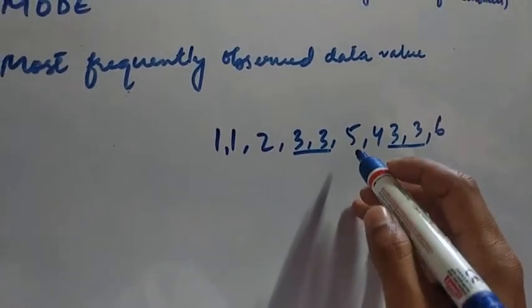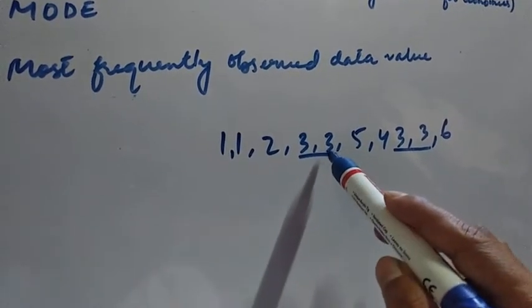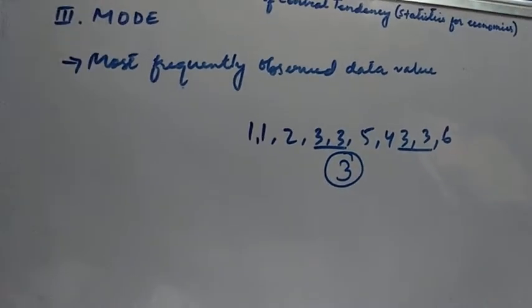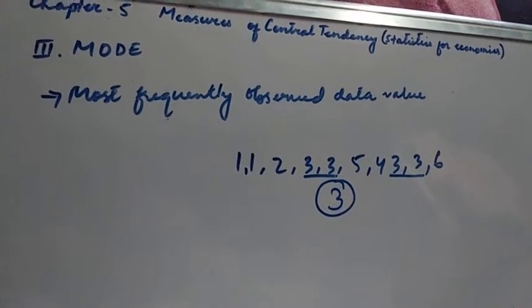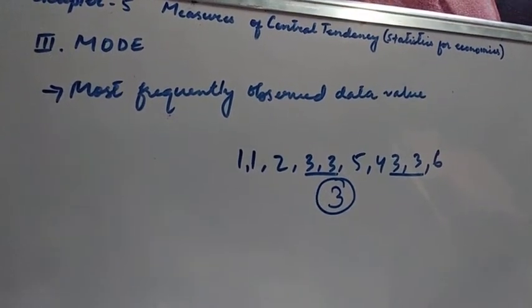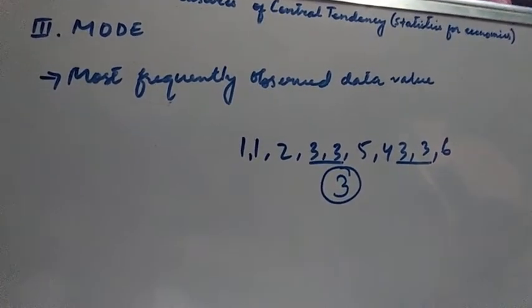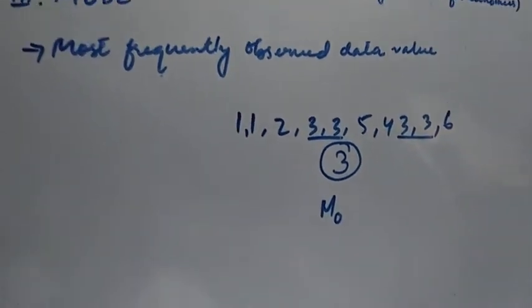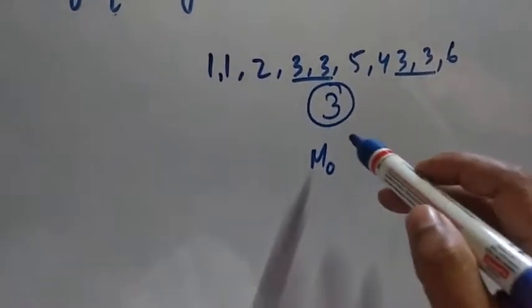So in this case, there is no other value which is occurring more frequently than 3. So 3 will be the mode in this data given here. So that is mode. We have two methods for computation of mode, that is discrete series and the continuous series. And mode is symbolically represented by MO like this.